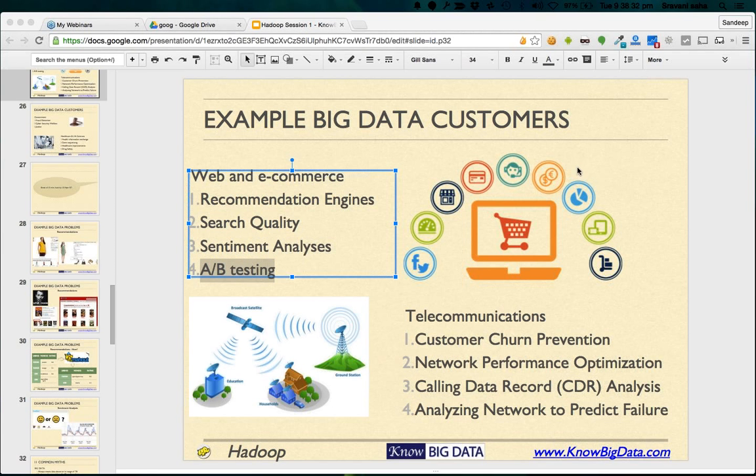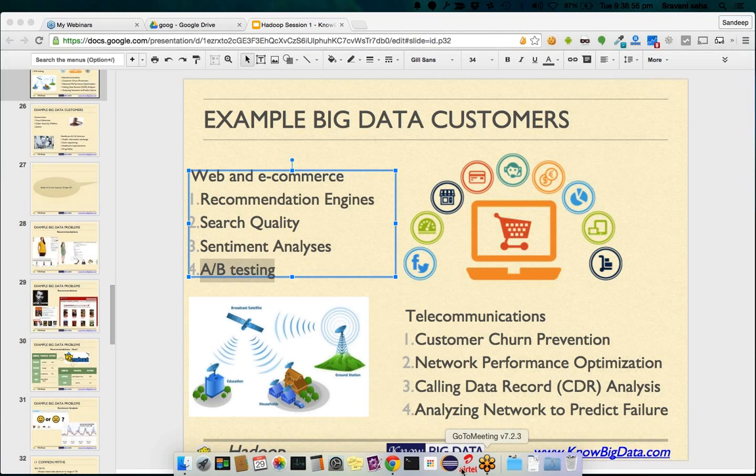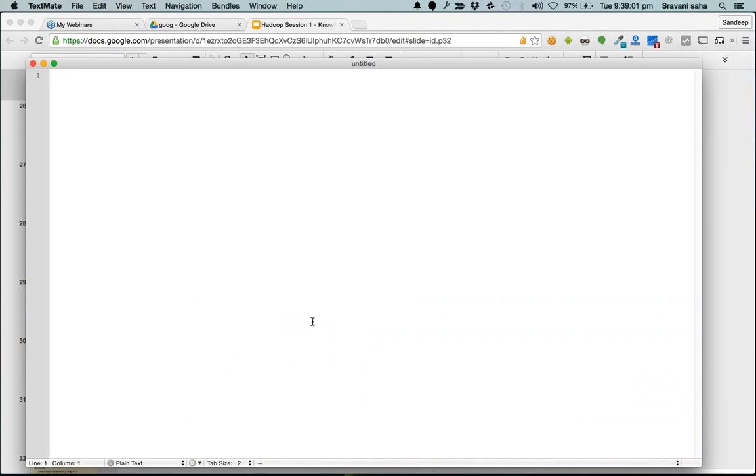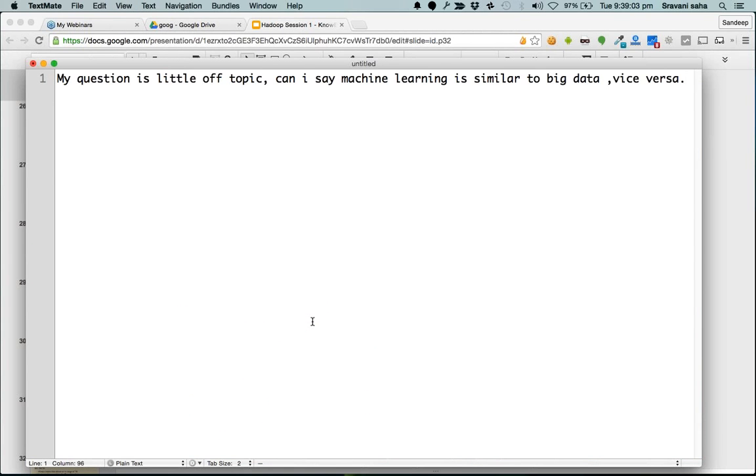So Vijay's question is, what is A/B testing? Was I able to answer, Vijay, or should I repeat? Kanushka's question is about sentiment analysis, so we will go back to sentiment analysis again. No worries. All right, let me make some notes. I think that is a better way of dealing with questions.